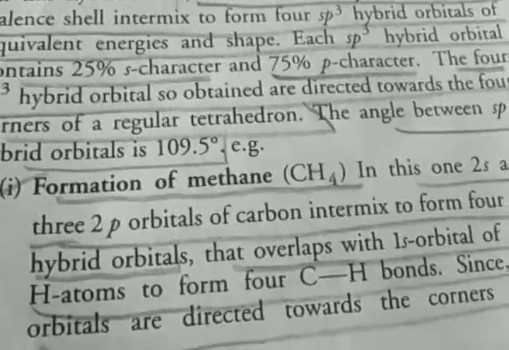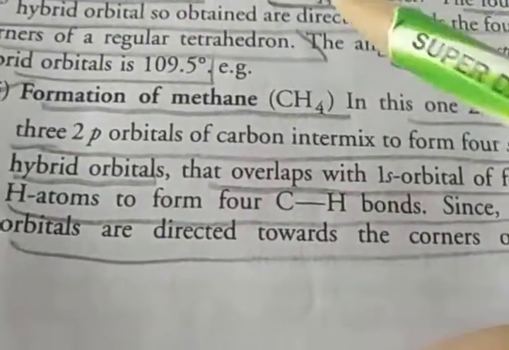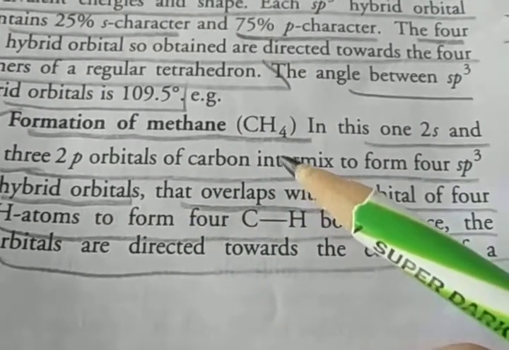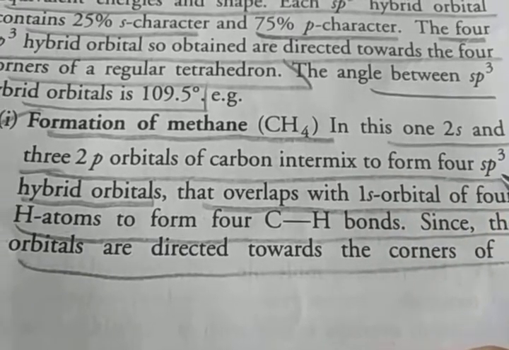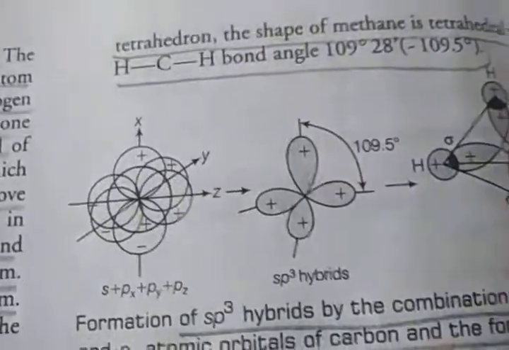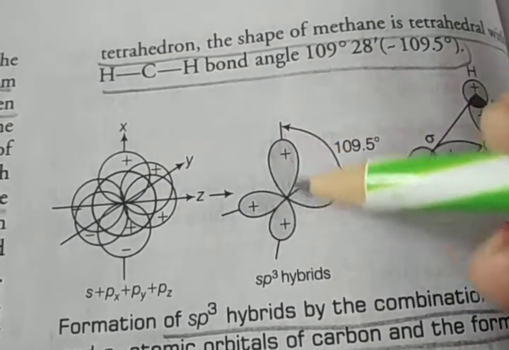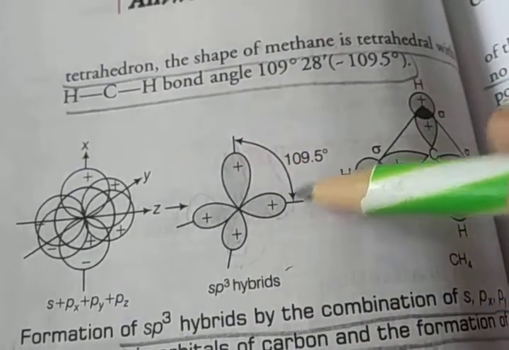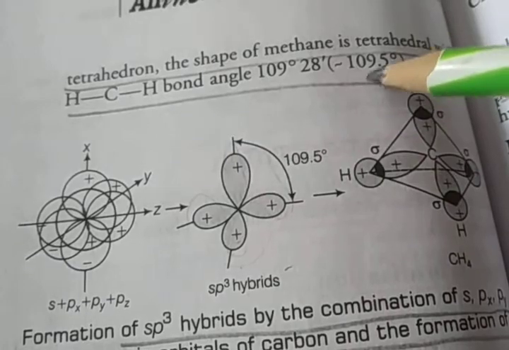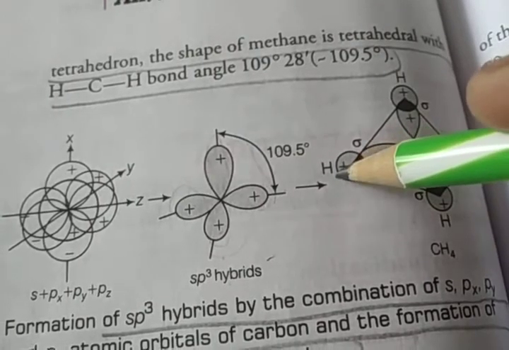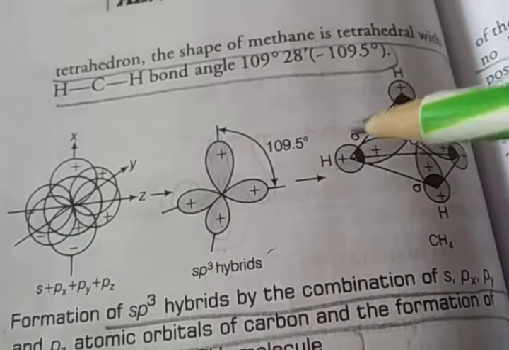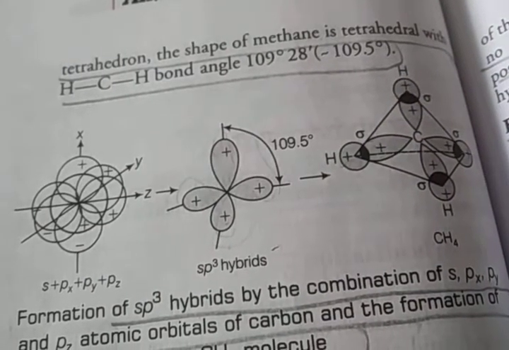Okay, example: methane, CH4. So 1 carbon and 4 hydrogen. In this, one 2s and three 2p orbitals of carbon intermix to form 4 sp3 orbitals. Here you see this example, carbon at the center and then 1, 2, 3, 4. So sp3 hybrid and the angle is 109 degrees 28 minutes, otherwise we write 109.5 degrees. Okay, clear? So carbon forms a sigma bond with each hydrogen. So 4 sp3 hybrid orbitals form.